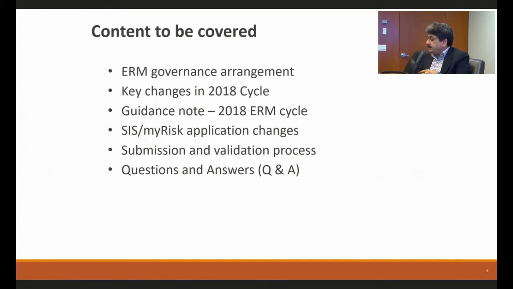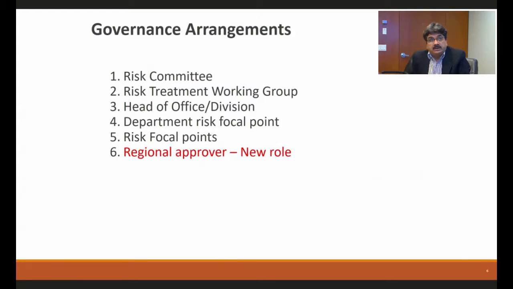So let me start with the first issue, the governance arrangement. As I mentioned, I'll only cover those things which are different. This year, under governance, what is different is a new role called regional approval role. The other 5 roles were there before during the risk response stage. We have added a new role called regional approval role, and that's what we'll talk about when we come to that session. Regional approval role is a person who will be validating the assessment of the country office.